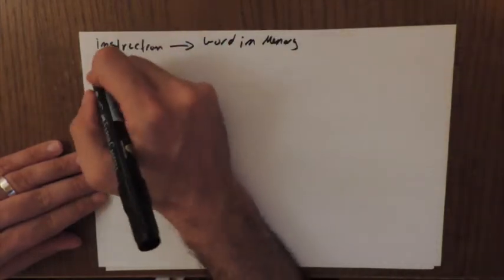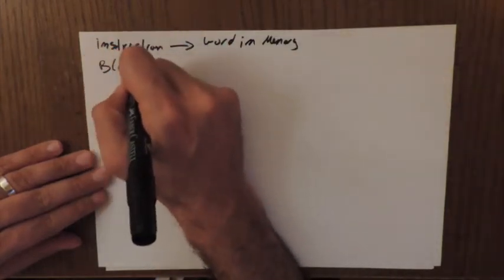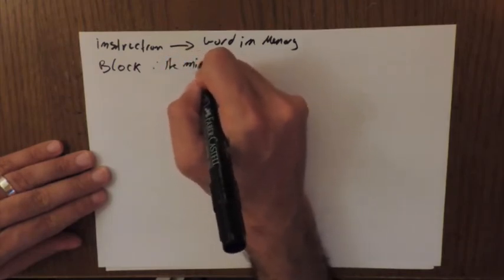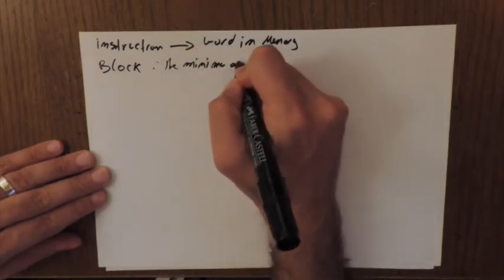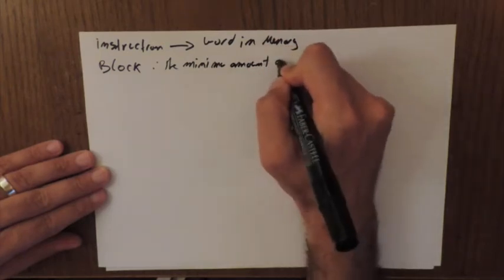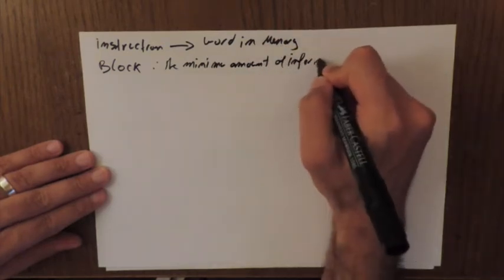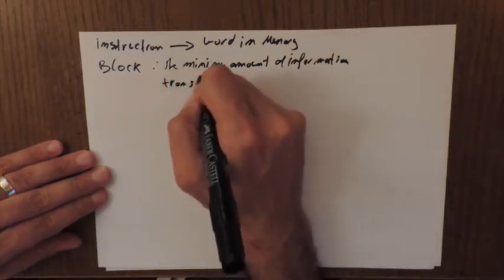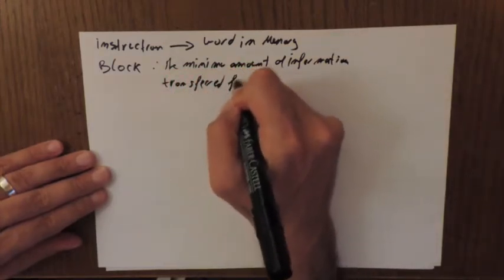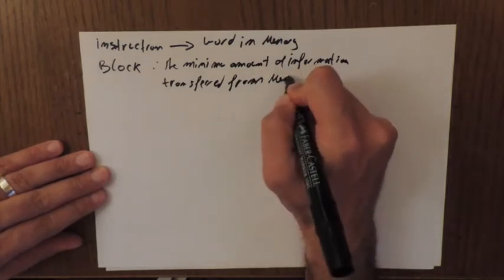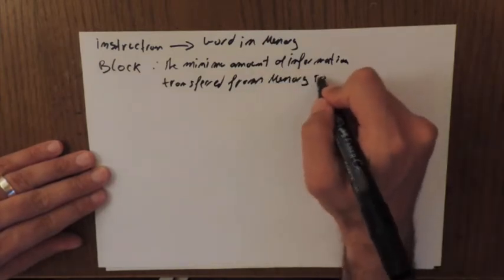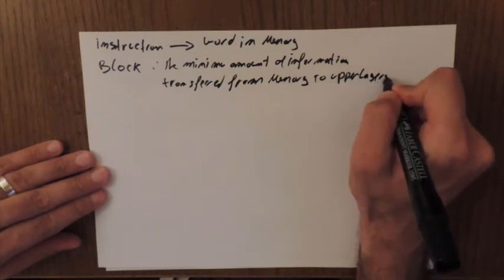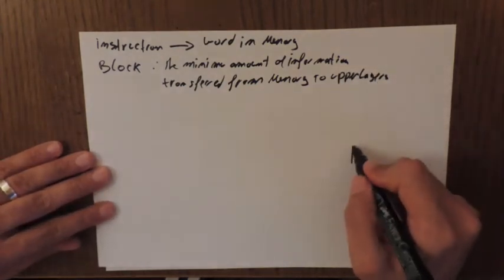So now we're going to introduce a block, which is the minimum amount of information transferred from memory to upper layers. So if I take a look at this, let's take a memory.